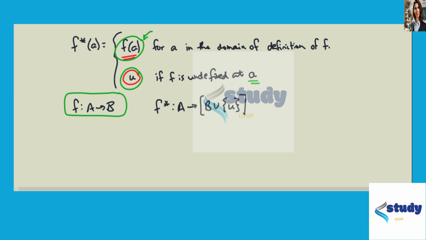And it's a total function because every single small a, every element in that set A, is defined for my f star. It's either defined for my function, in which case it's f of a, or anything that's not defined has the value of u. So this is a total function.